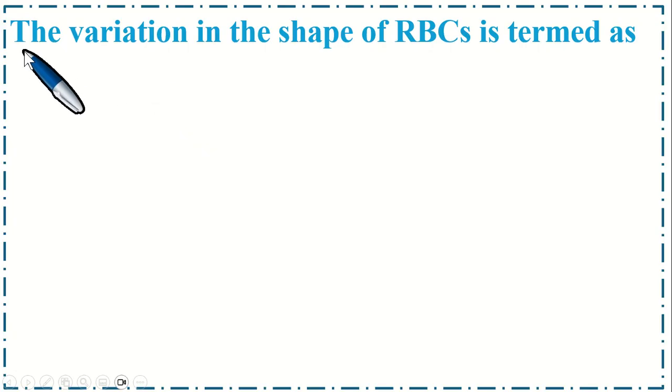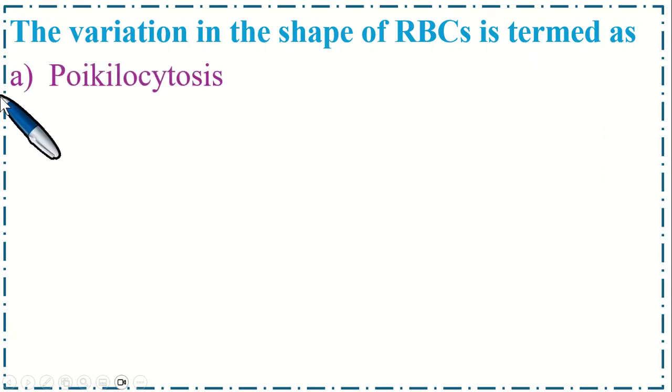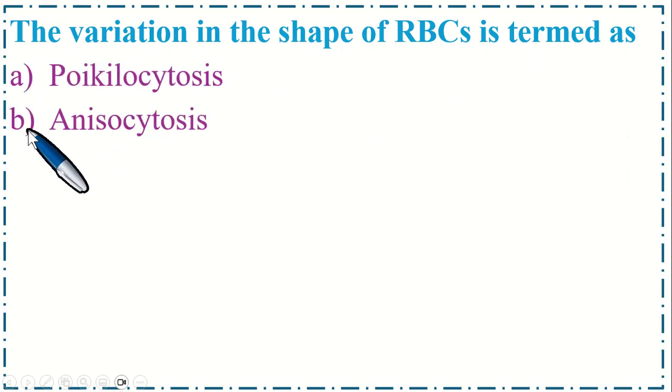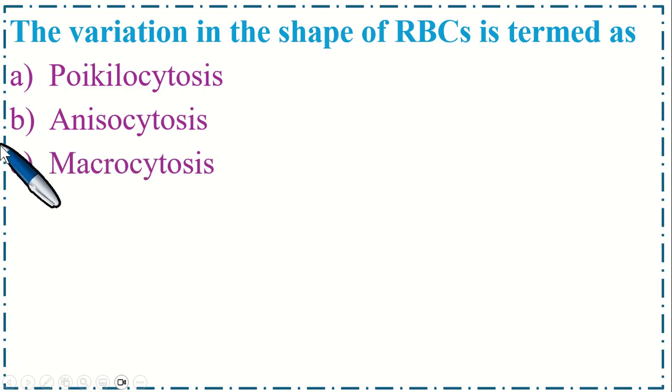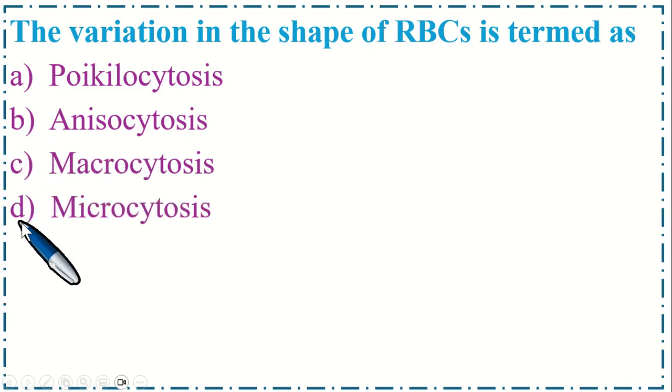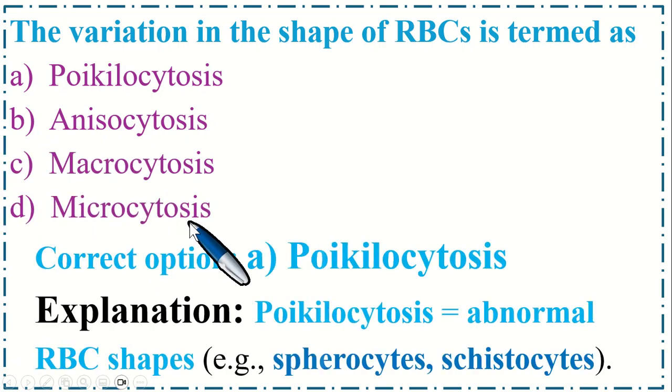So this is a very important MCQ. The variation in the shape of RBCs is termed as: option A, poikilocytosis; B, anisocytosis; C, macrocytosis; and option D, microcytosis. So the correct option is A, poikilocytosis. Poikilocytosis means abnormal RBC shapes, for example, spherocytes, cystocytes.